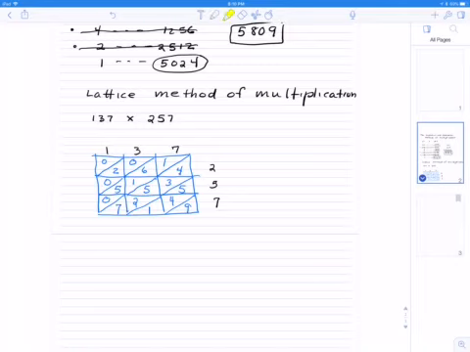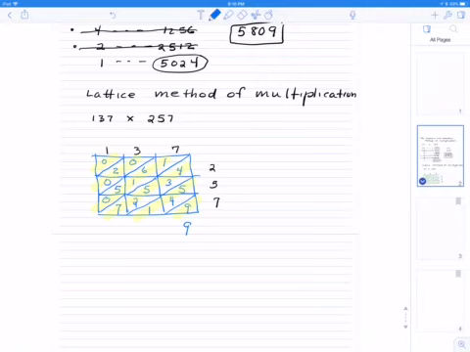Now we're going to add along the diagonals. So that first diagonal. So the first diagonal, I just get a 9. The second one, it's 5 plus 4 is 9, plus 1 is 10. I put down a 0, carry 1 to the next diagonal.